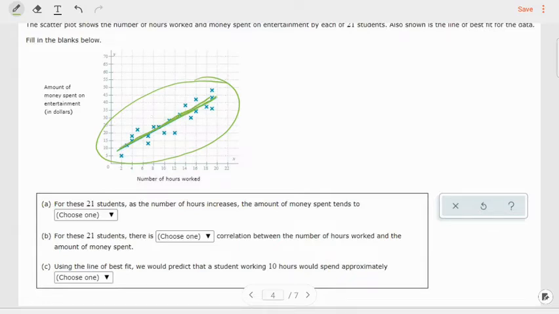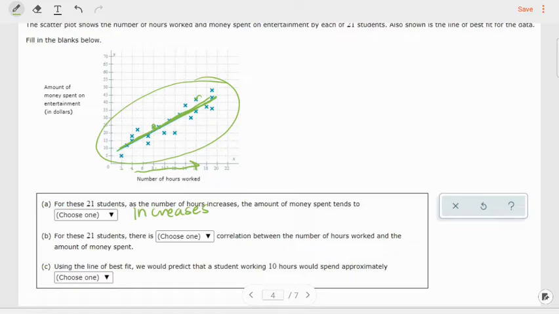So for these students, as the number of hours increases, as I go from 2 to 4 to 6 to 8 to 10 hours going this way, the amount of money tends to, well, how much money am I spending on entertainment at 8 years versus 16 years? It's going up. So I would say it increases.